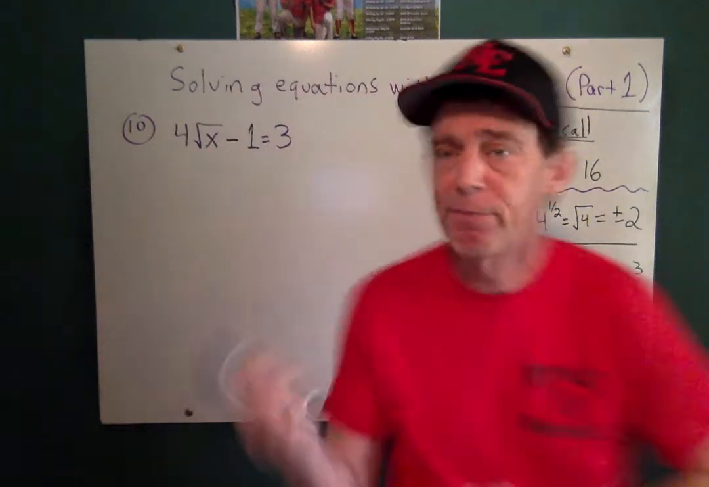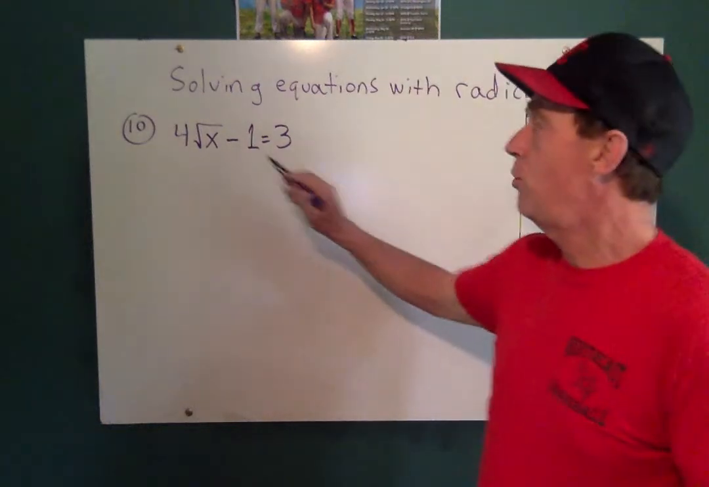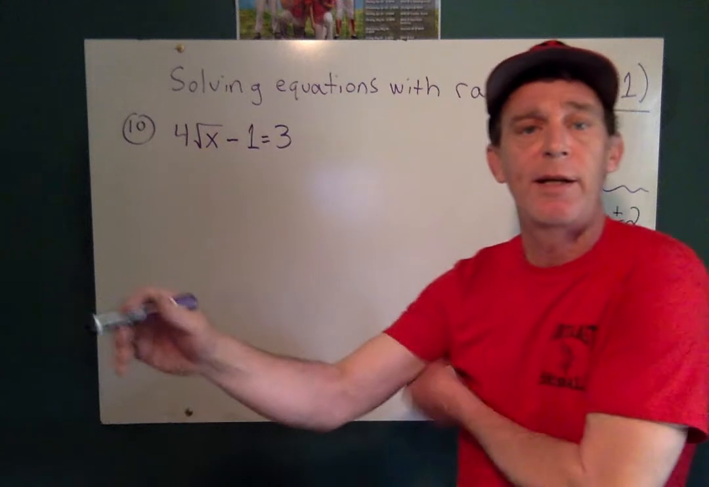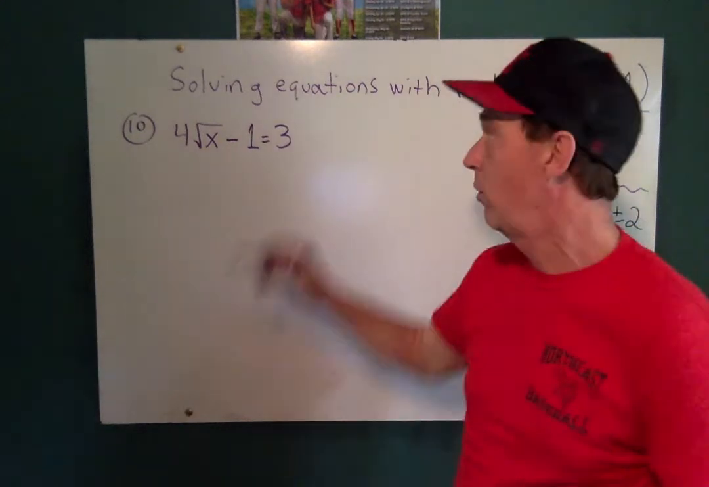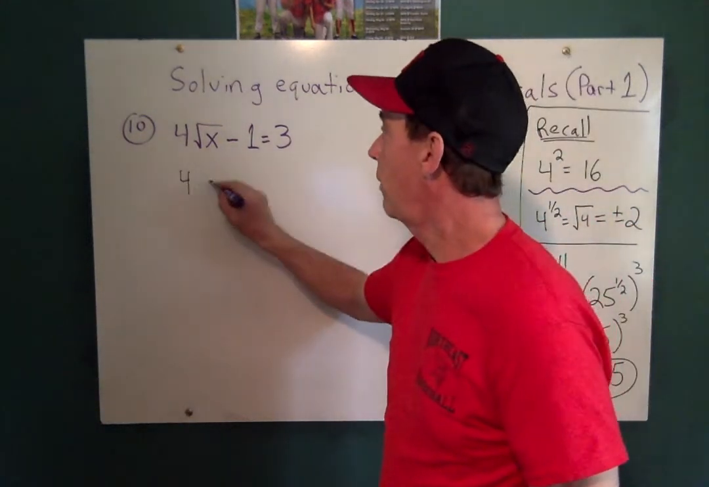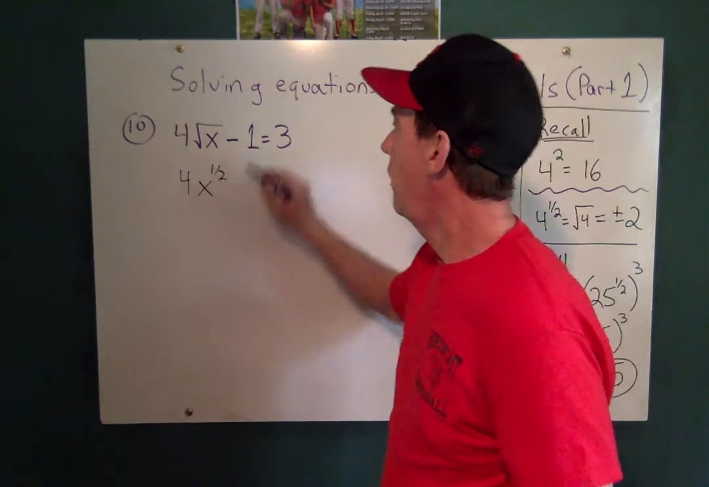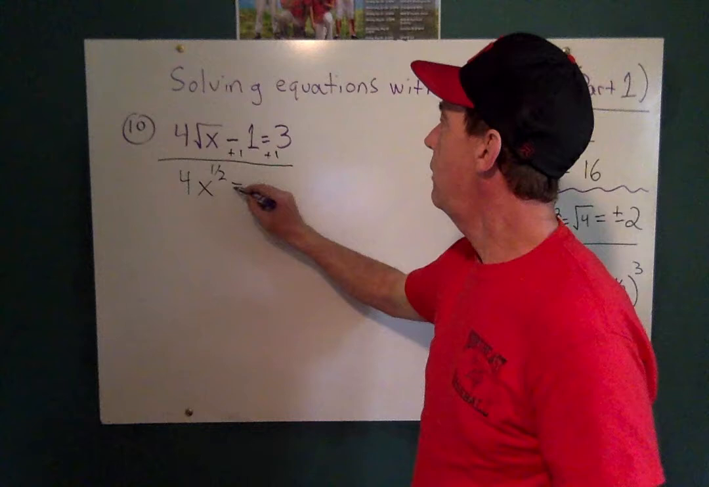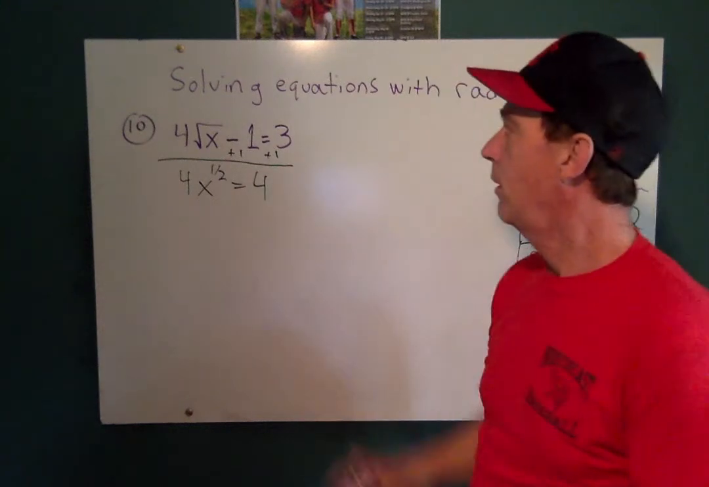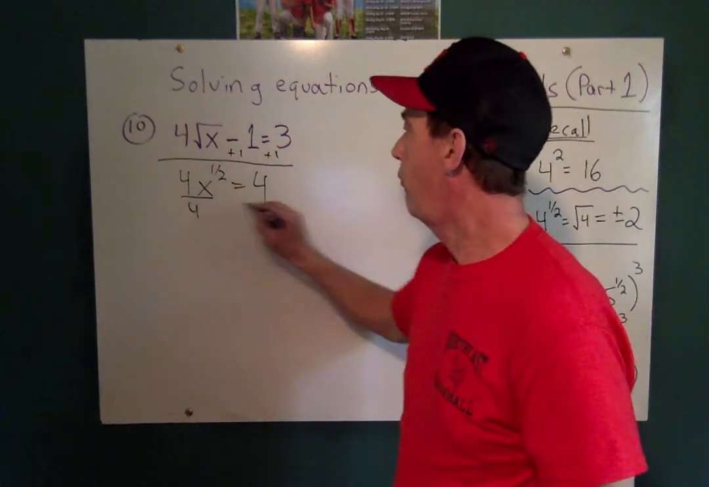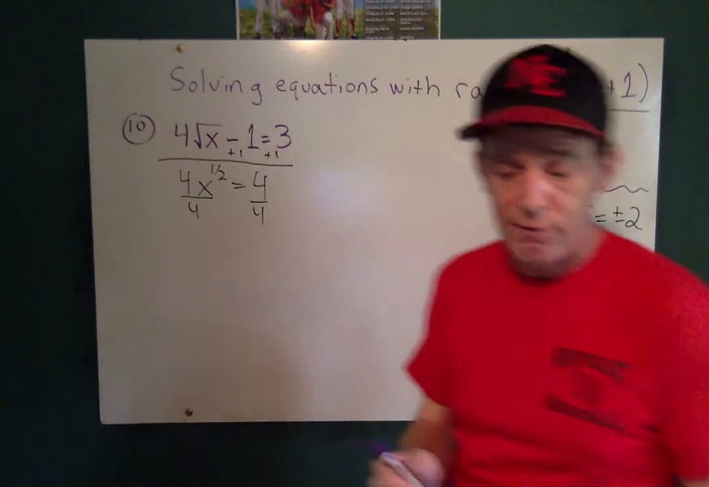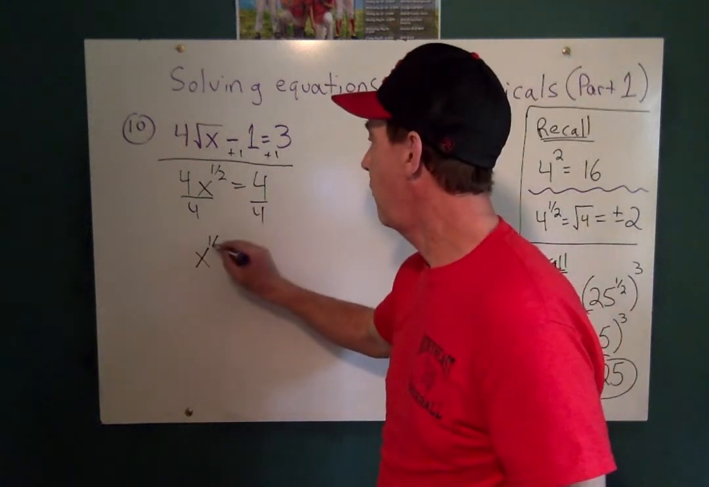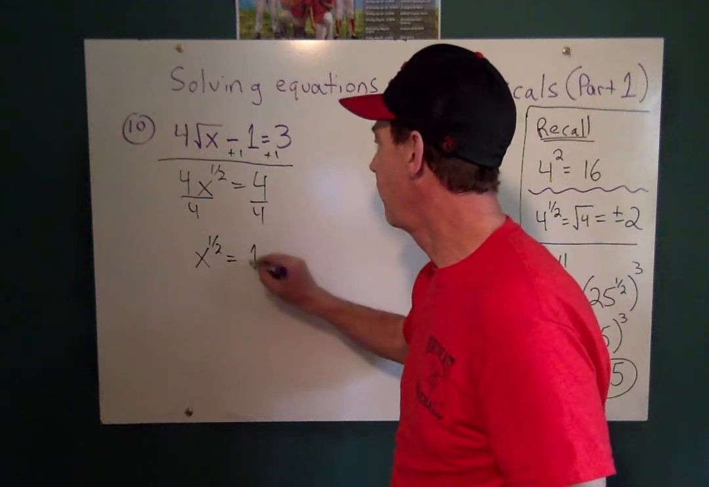All right, let's begin. Our first objective is to get the variable that has the rational exponent isolated. I'm also going to write it in exponent form as I do so. So this will be 4x to the 1/2 power, and then add 1 to both sides, is equal to 4. And then we simply divide by 4 on both sides, just like you would solve a regular equation. These would cancel out. I have x to the 1/2 power is equal to 1.